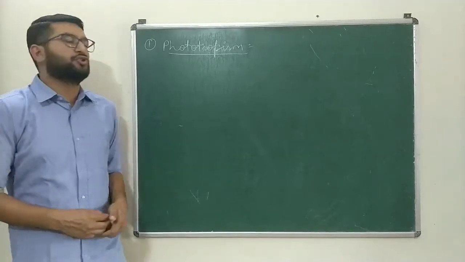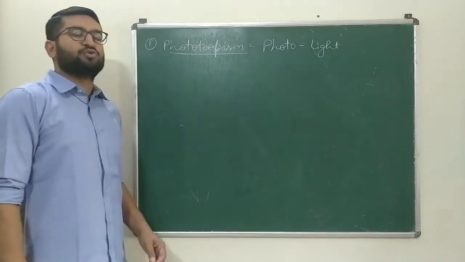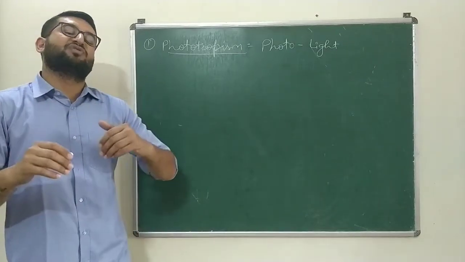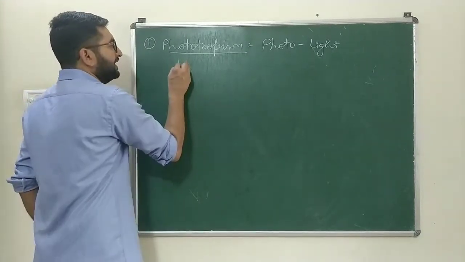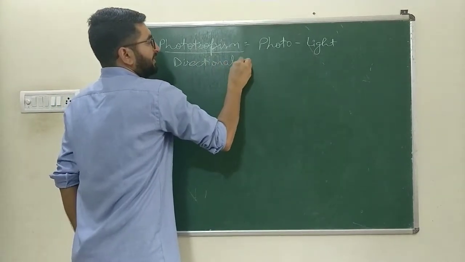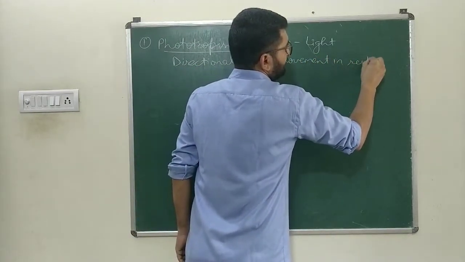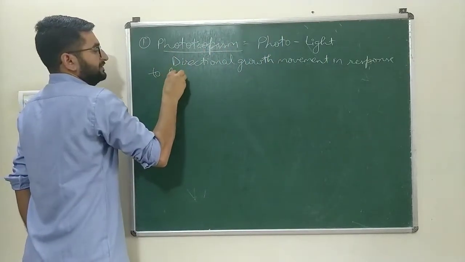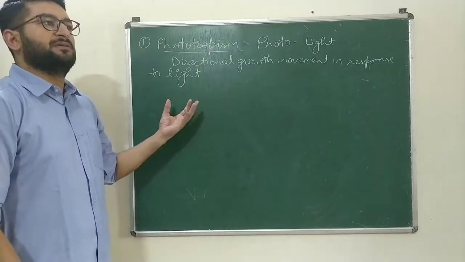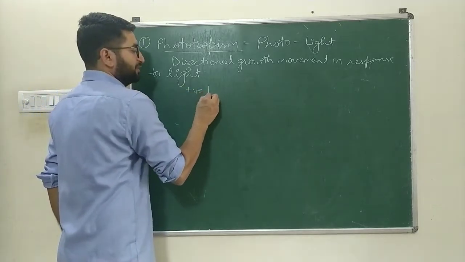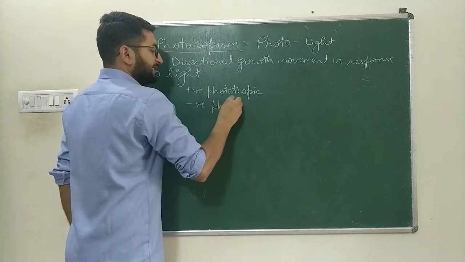First we'll discuss phototropism. Photo means light. Directional growth movement of a plant part in response to light as a stimuli is known as phototropism. The plant shows a directional growth movement in response to light, and that type of tropic movement is known as phototropism. The phototropic parts are of two types. First, positive phototropic, and second one is negative phototropic.